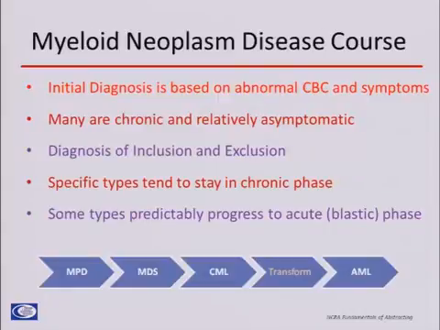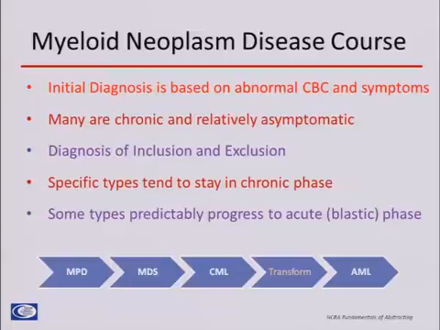And here's the basic disease course for these. A lot of times we won't identify cases until they transform to acute, because they're not seen in the hospital until they have acute disease, and then they're in the ER.